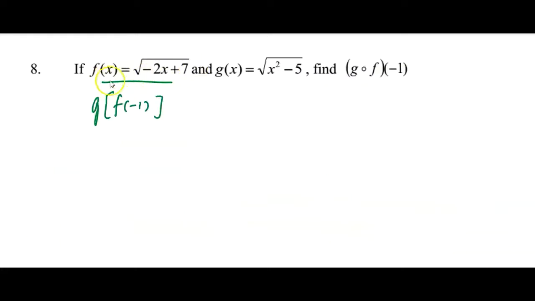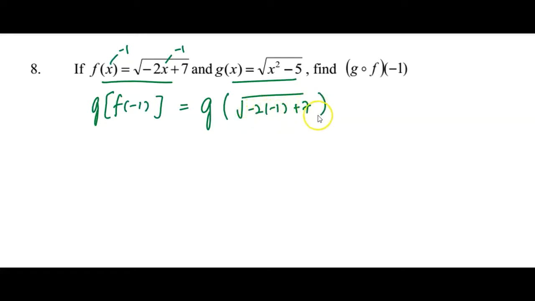For this example, you are given f(x) and g(x), and need to find g of f of negative 1. I rewrite it in this form, meaning that now I need to find f of negative 1 first. What does it mean by f negative 1? It means that here the x needs to be replaced by negative 1, the same as the x over here. So you have negative 2 multiplied by negative 1 plus 7.